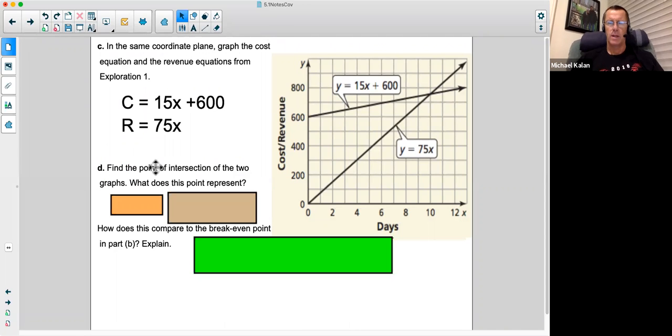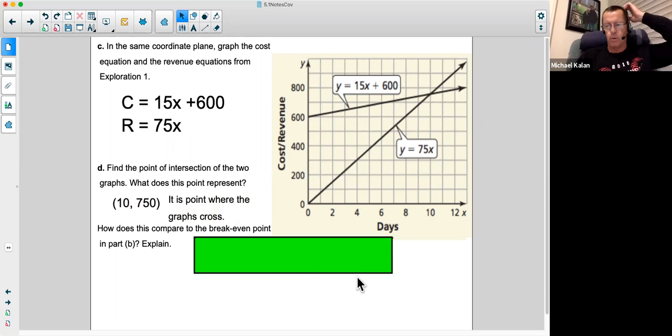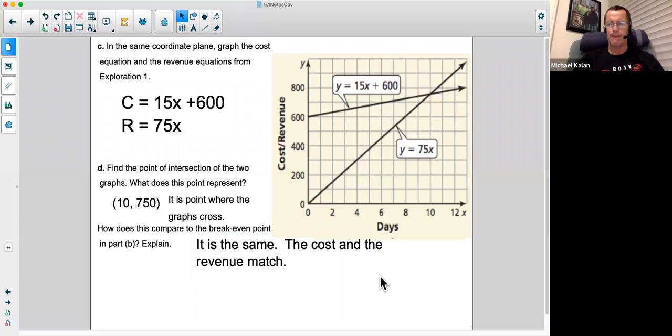750, right? Between the 800 and the 700 bar. Does that make sense? Yeah, because this is a representation of how much money you're taking in. So we just kind of did that. There's our point of intersection, 10, 750, and that's the point where they cross. And we just said that was basically the same. That's your break-even point.